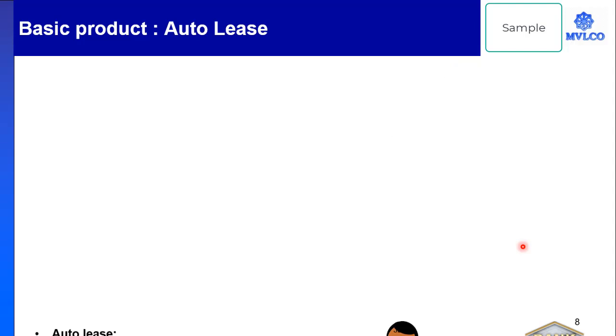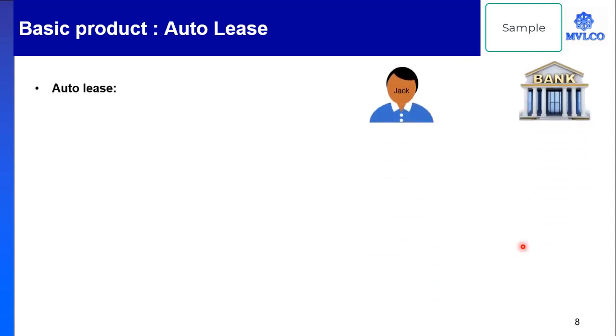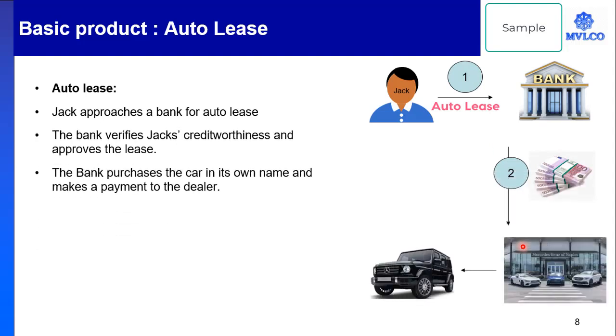The second type could be a lease. I am Jack again, you are the financer. I apply for a lease. When I apply for this auto lease, then you do again the same process. You look at my credit worthiness, but at this point of time, your objective is to look at my capacity to pay the rental, whereas in the earlier case your objective would be whether I will be able to pay your EMI, the equated monthly installment, or whatever is the amount I need to pay every month.